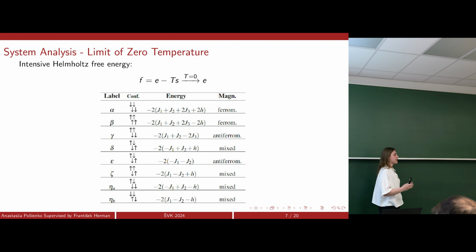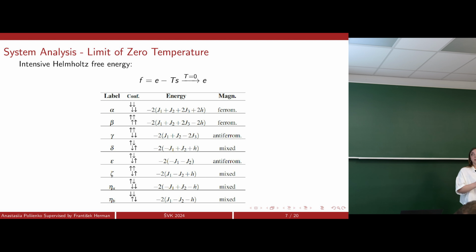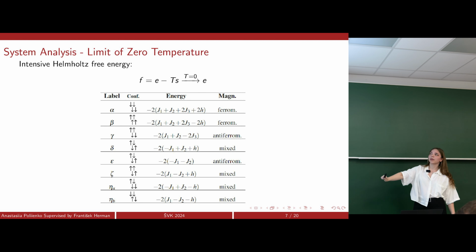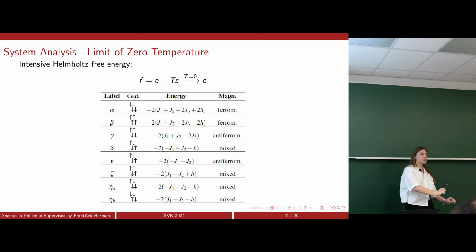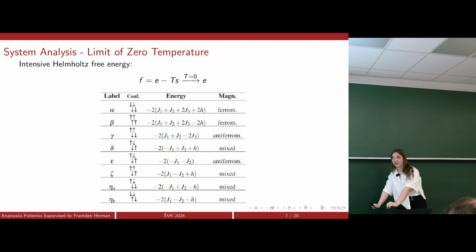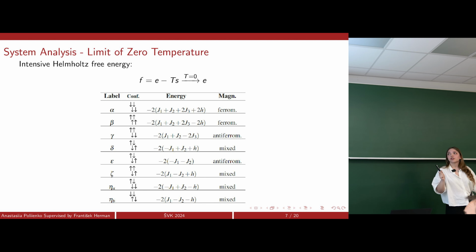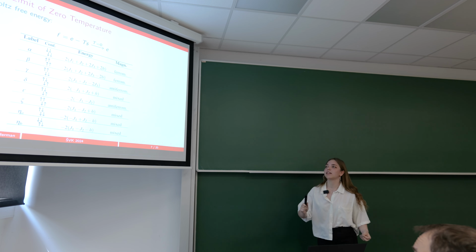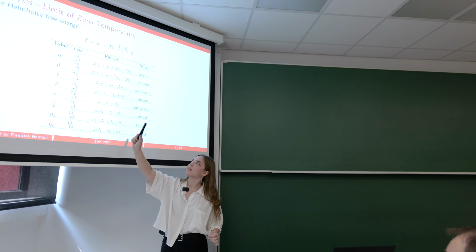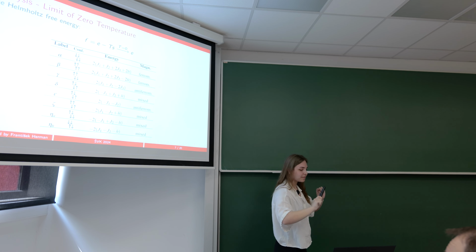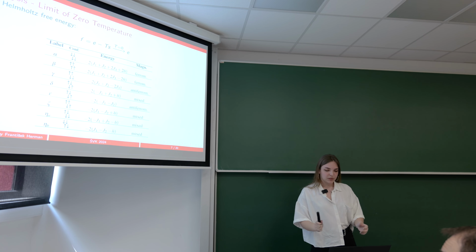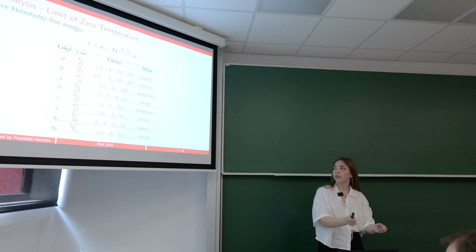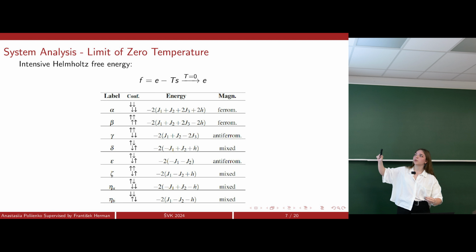At first, we started to study the system at the limit of zero temperature. Why? Because if we look at the Helmholtz free energy here in an intensive form, we will note that if temperature is 0, then this TS term is 0 as well. So instead of studying the Helmholtz free energy, we can study the energy of the system, which is obviously easier for us. We started to look at different configurations that are provided here in the table and calculated energies for every configuration. And then, to find the configurational transitions, we were equating those energies.